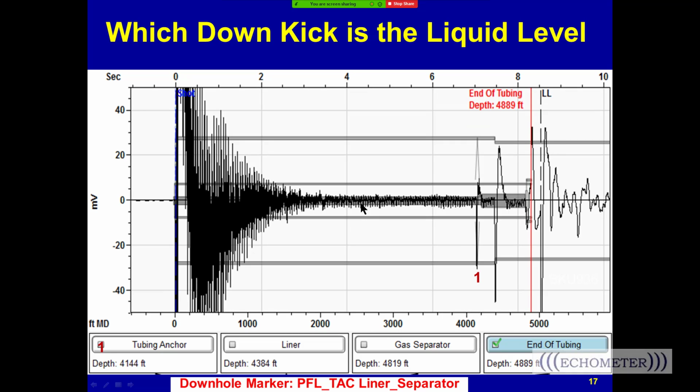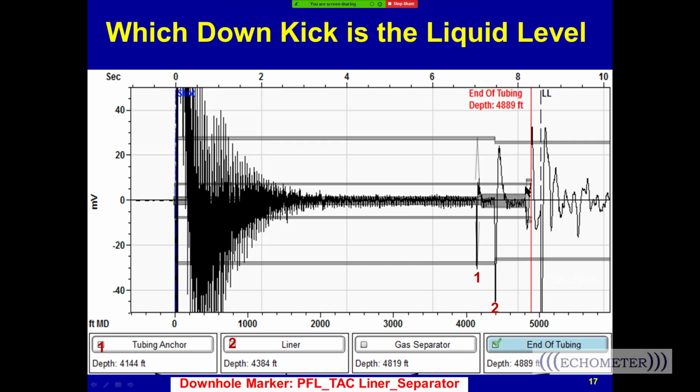So once you display the Wellbore overlay, now we can see this down kick is a tubing anchor. And notice it's a very narrow, sharp kick. That's kind of common because the anchor doesn't take up a lot of space. Usually anchors aren't a big kick compared to liquid level. Now the liner is a down kick. There's our liner, and it's at 4384.